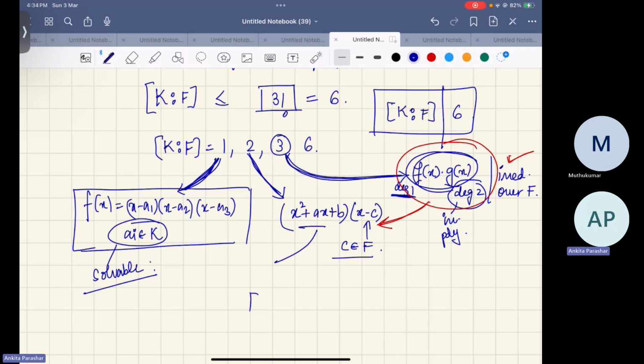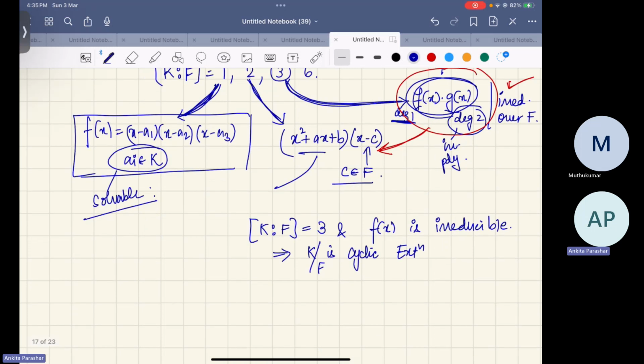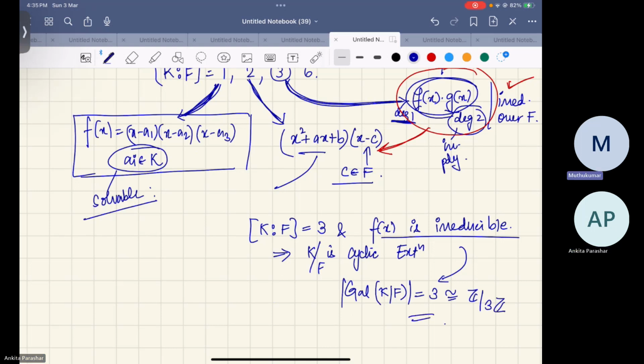So notice that if K over F is 3 and f(x) is irreducible, that means your K is a cyclic extension. Do you agree? Because in this case, your Galois group of K over F is nothing but of order 3, and it is the cyclic group Z mod 3Z. A group of prime order is cyclic.